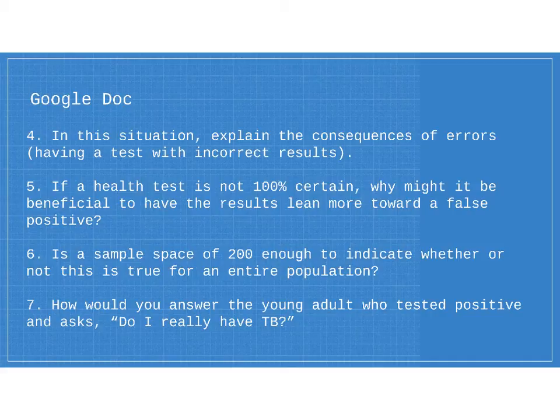Now, let's flip it and let's talk about a false negative. So a false negative again is what? So you don't have it. Yeah, they say you don't have it, but you actually do have it. So what are some consequences of that?